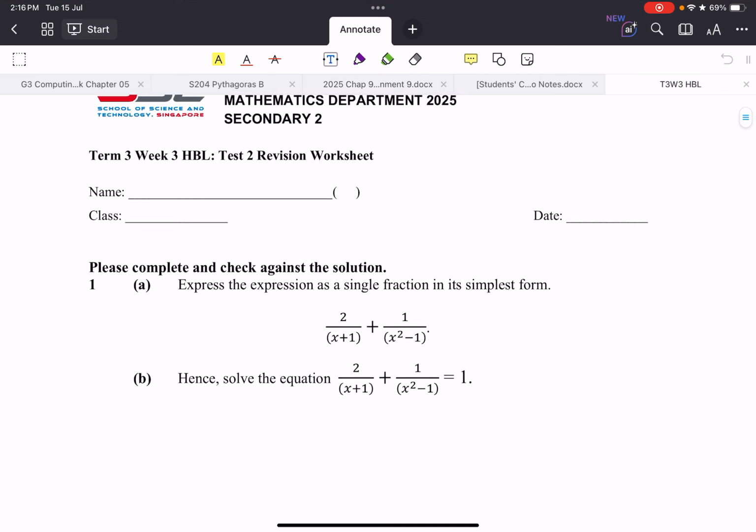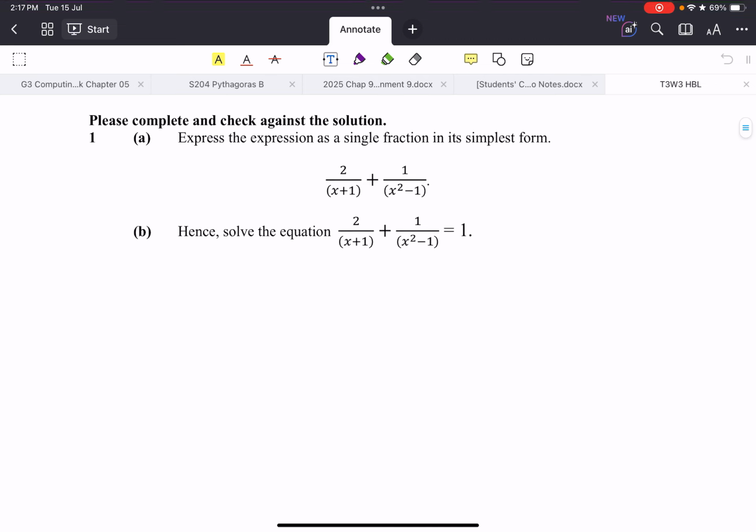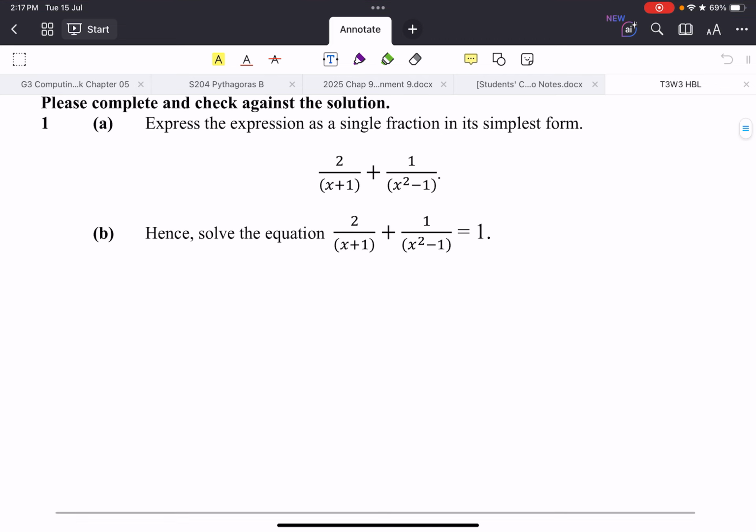So this is the task for your revision over the HBL, and I hope you use this opportunity to figure out which topics you probably need to revisit soon, because things that we have learned before doesn't mean we forget, right? So here's the first question, where we are trying to add two fractions together and want them in the simplest form. So how do we go about doing this?